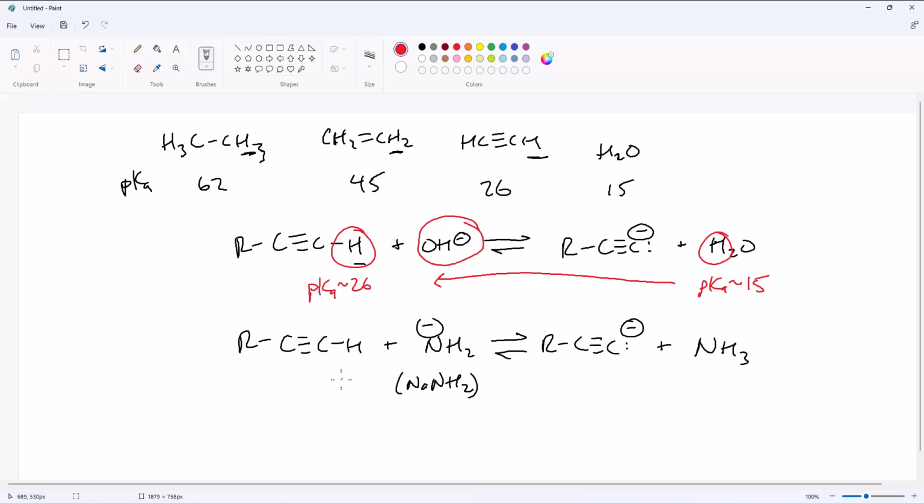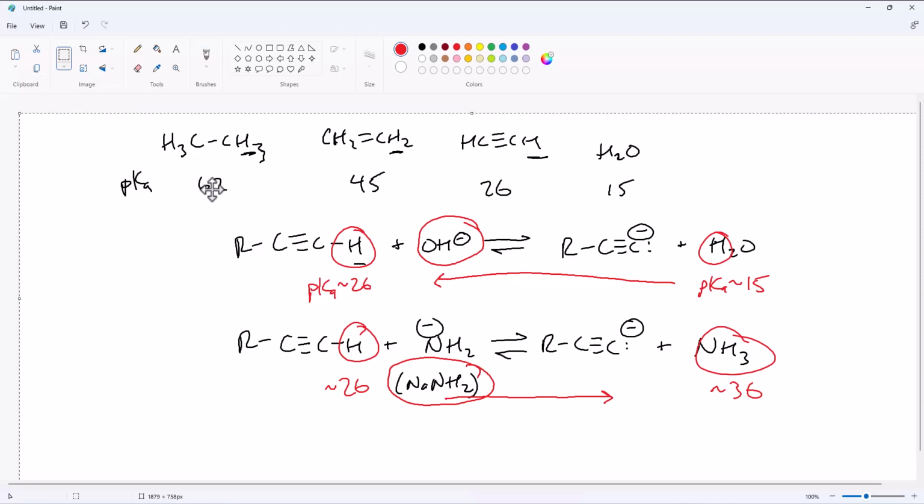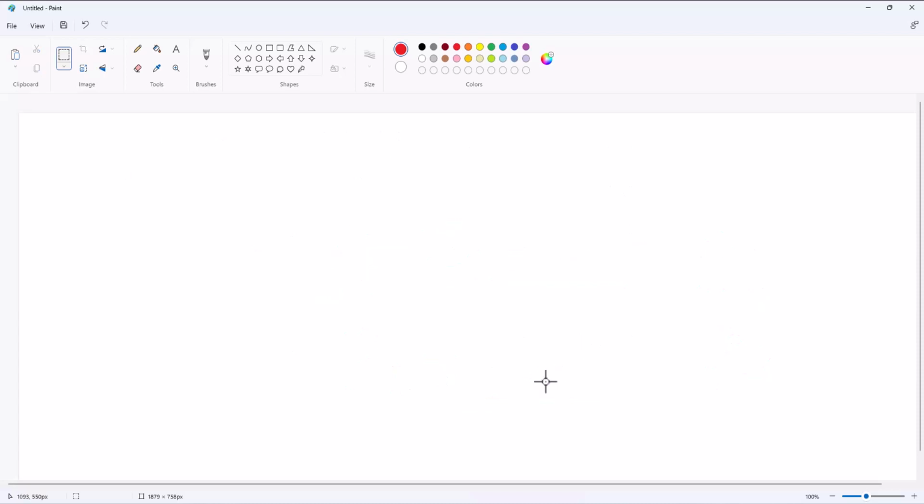If we compare the pKa's, again, the pKa of this proton here is about 26. The pKa of NH3, that NH3 proton, is about 36. So in this case, since the stronger acid will drive the equilibrium, we do get a forward push in the equilibrium. So amide, sodium amide or potassium amide, is going to be a strong enough base to deprotonate alkynes. So when we're deprotonating alkynes, and we'll see this useful in synthesis later, we often choose a base like sodium amide or sodium hydride to deprotonate that alkyne and push the equilibrium forward.